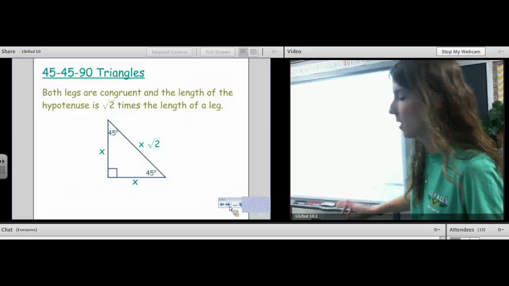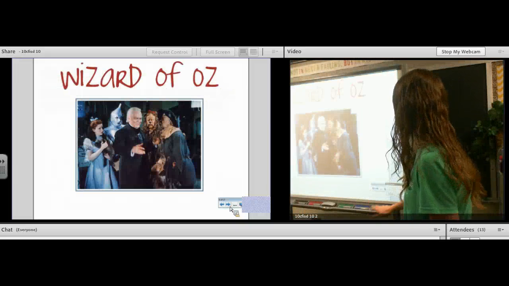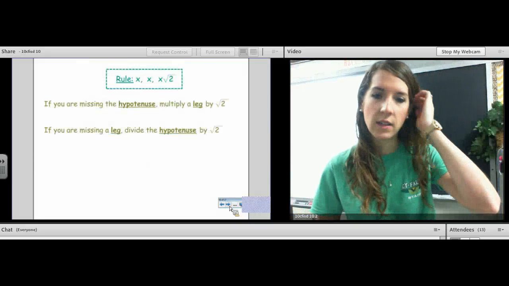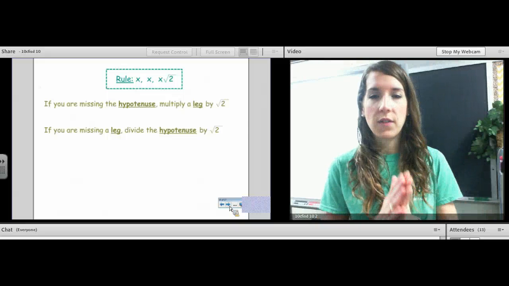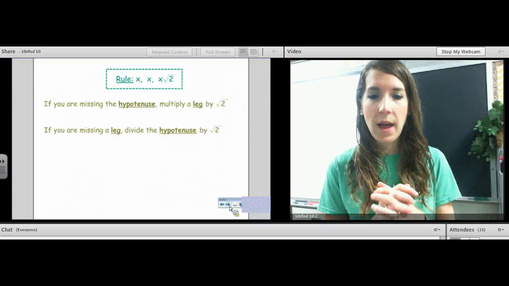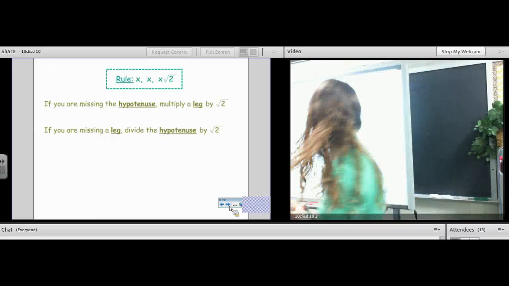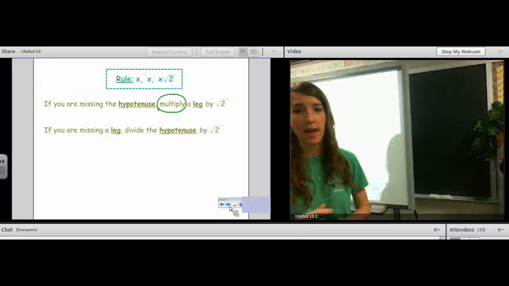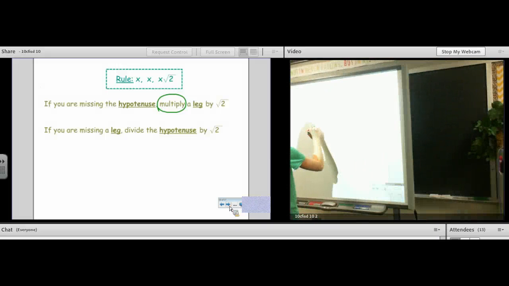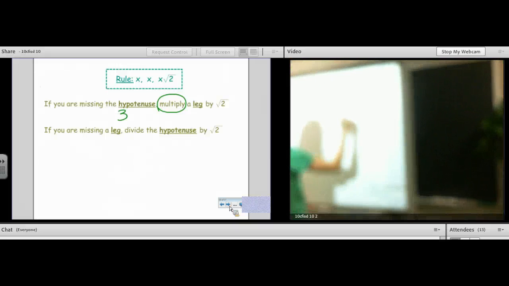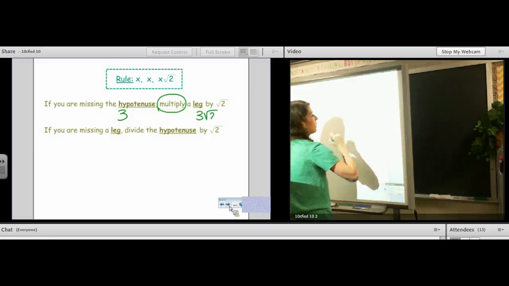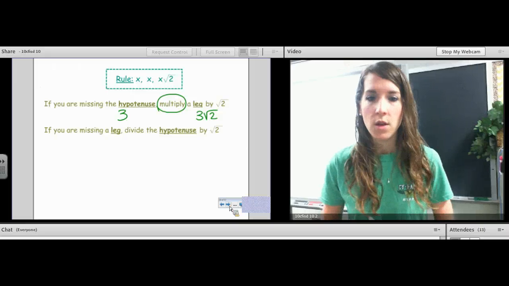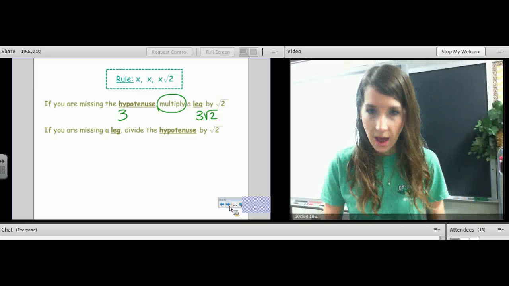X root 2. I'm going to move on. I'm going to show that clip at the end because I don't want to run out of time, just in case. So here's how it works. If you're missing the hypotenuse, you multiply a leg by root 2. So if you're missing a hypotenuse, I call it going forward, you multiply. Like the leg is 3, so the hypotenuse would be 3 times root 2.